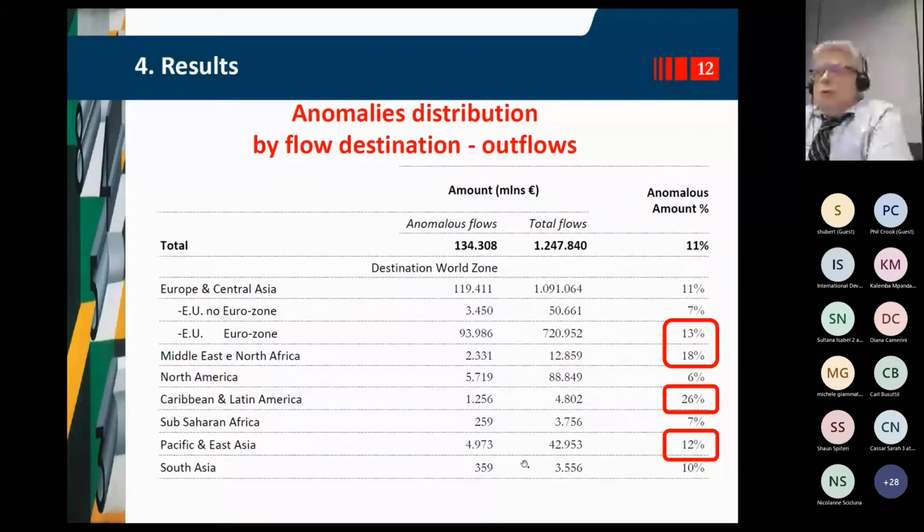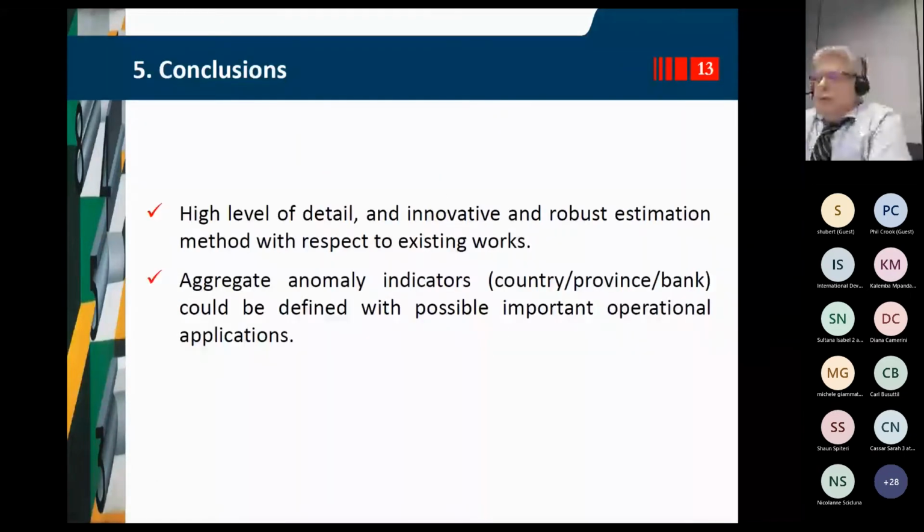We have the conclusion. We have shown that it is possible to have a high level of detail and robust estimations of anomalies at the level of wire transfer flows incoming and outgoing our country. It is possible, on the basis of these results, to build up whatever type of aggregate indicator at the level, for example, of country, province, or bank, that could be used in operational applications. That's all. I thank you for your attention.